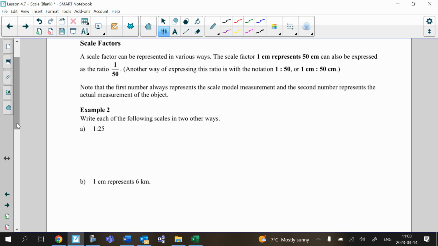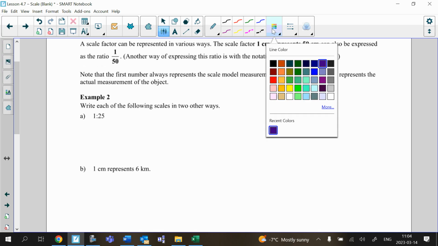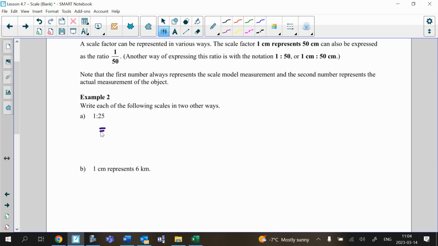So we can show it with units and words. 1 centimeter represents 50 centimeters. We can show it so it looks like a fraction, 1 over 50. Or we can show it with a colon instead of the fraction bar. So there's 3 different ways we could represent it. So say for this first one, I could also write it as the fraction 1 over 25.